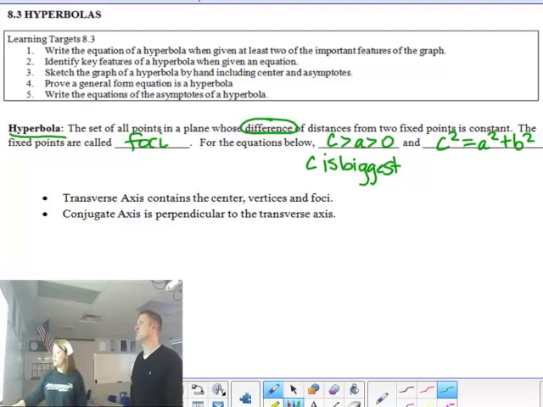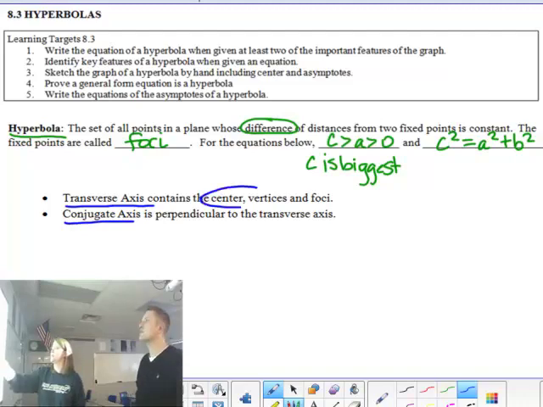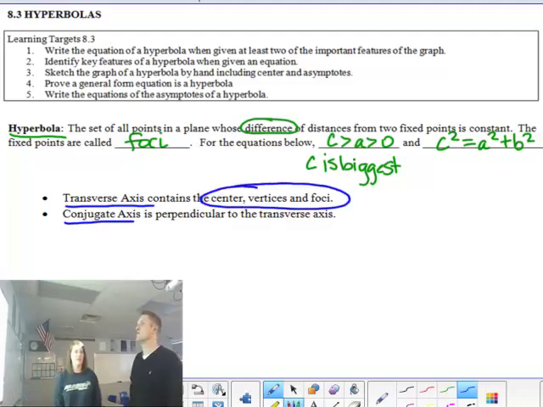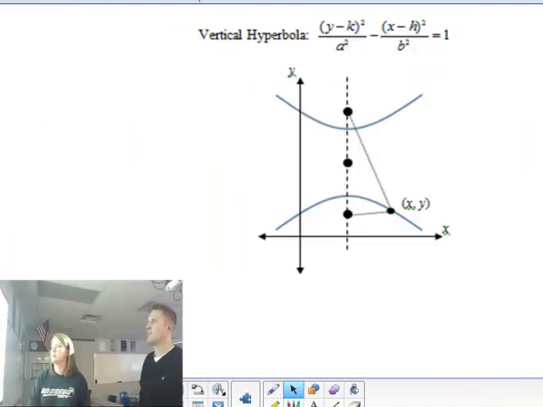We have a little bit of new vocabulary here. We're going to be talking about a transverse axis and a conjugate axis. Transverse is going to contain all those things that a major axis would have contained, and then the conjugate would be going the other direction.